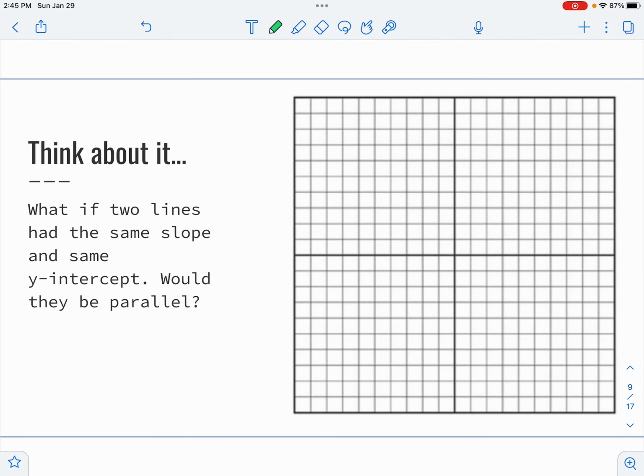Okay. So what if two lines had the same slope and the same y-intercept? So not different y-intercepts, but the same y-intercepts. Would they still be parallel? Well, we could draw. Let's say that here's where my y-intercept is, and I just have a slope of 1 over 1.